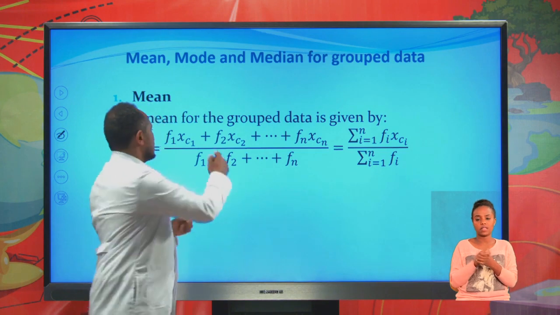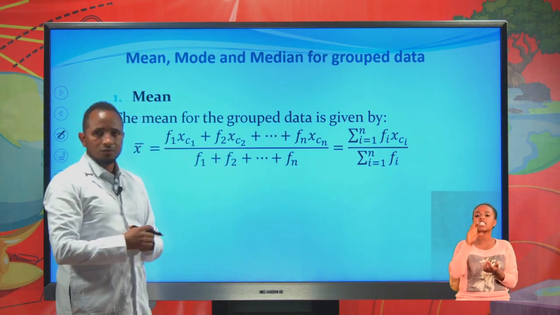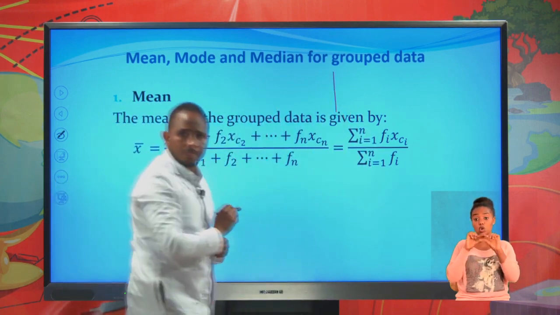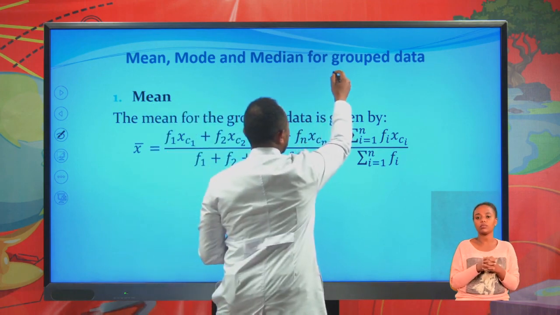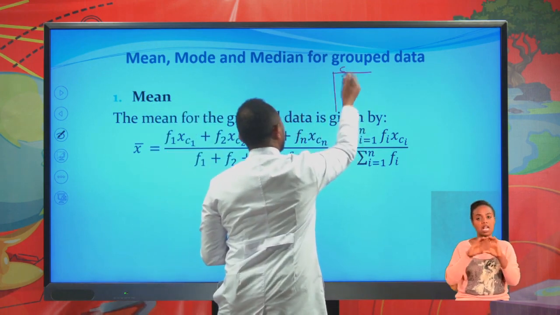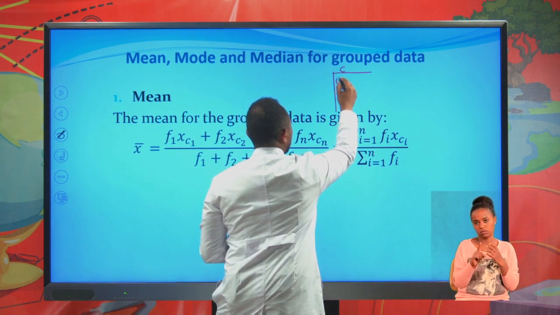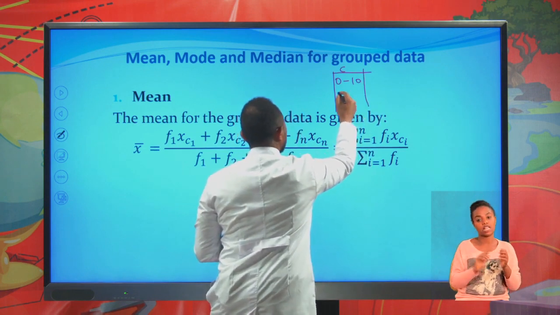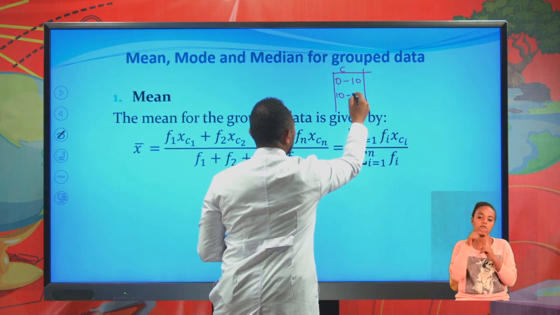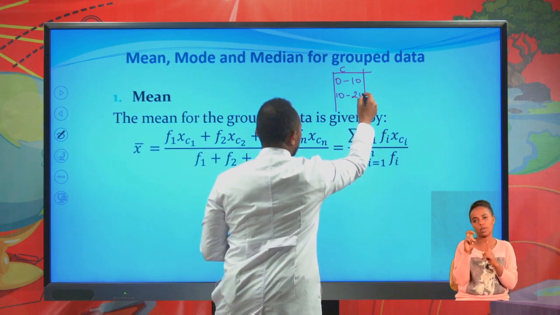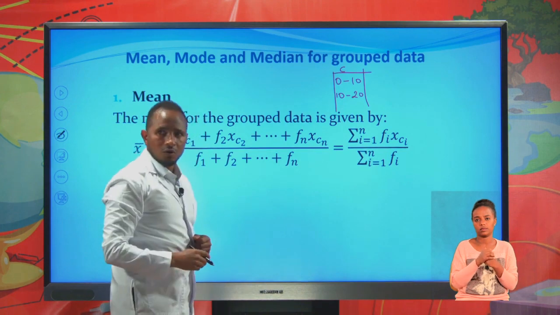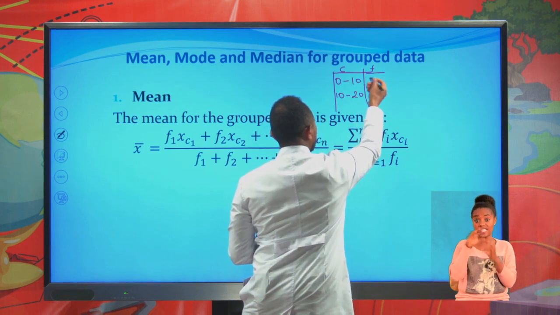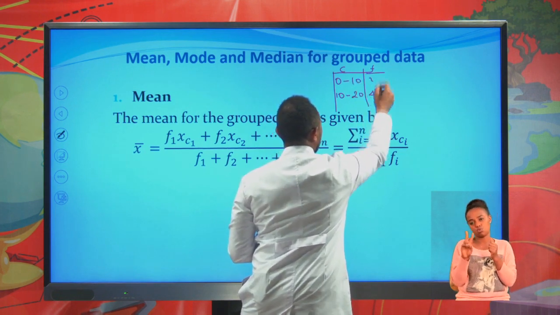Here, what do x1, x2, xc1, xc2 mean? Look, for group data we have classes. Maybe class 1. Let's assume it is from 0 to 10, class 1, it's grouped. And the next class, let's assume it is from 10 to 20, and so on. So assume the frequency for this class is 2, for this class is 4.